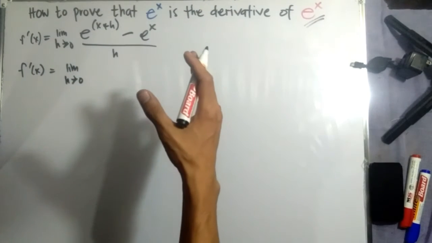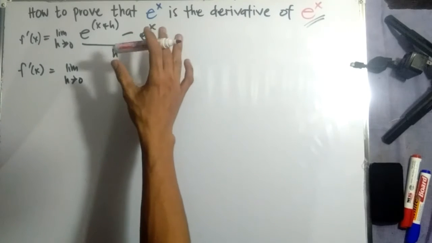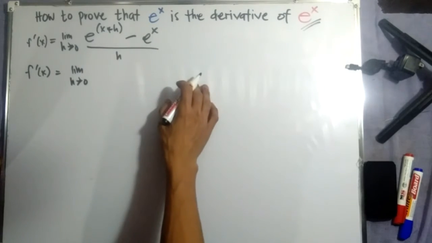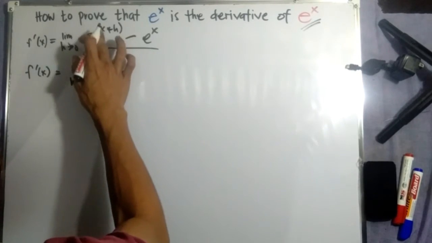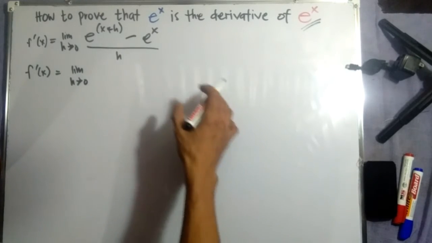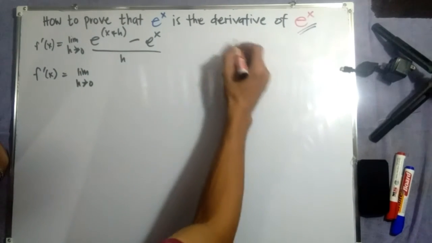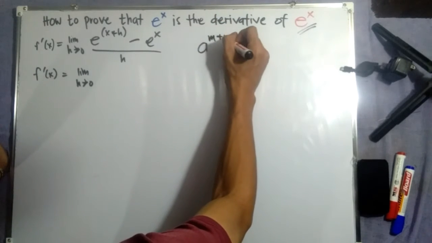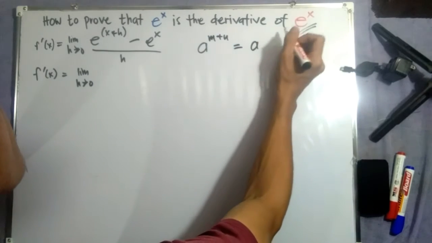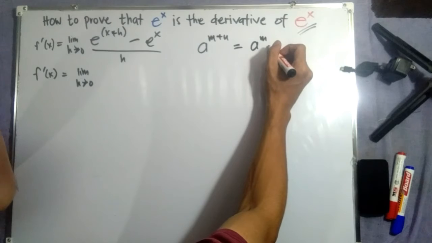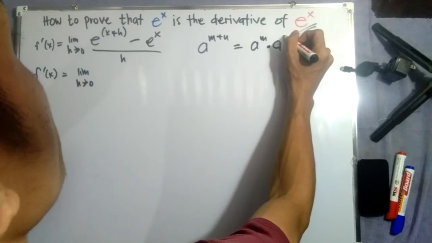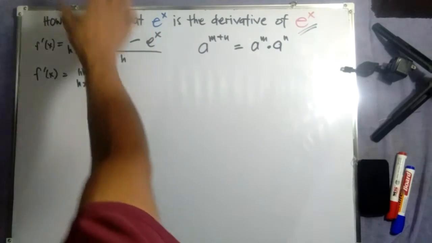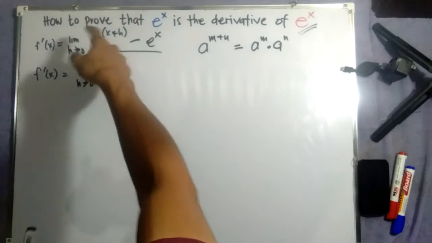Sa law of exponent, sabi doon, na kapag ang isang base, ang exponent niya is for instance dito x plus h, pwede natin siyang i-break down into two parts. Okay, pwede natin sabihin na ang a raised to m plus n is equal daw to a raised to m, then multiplied siya sa a raised to n. So itong concept na to i-apply natin dito sa e to the x plus h.